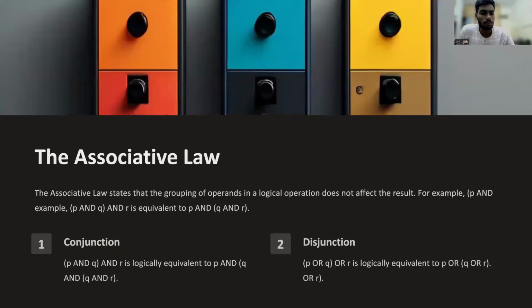The associative law. The associative law states that the grouping of operands in a logical operation does not affect the results. For example, (P and Q) and R is equivalent to P and (Q and R). Conjunction: (P and Q) and R is logically equivalent to P and (Q and R). Disjunction: (P or Q) or R is logically equivalent to P or (Q or R).